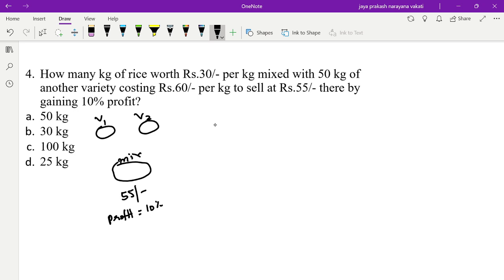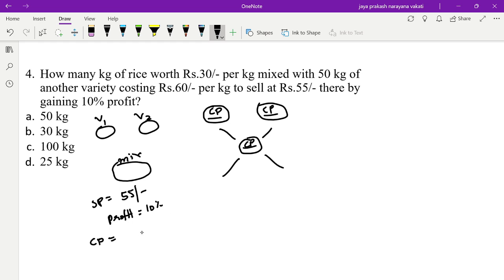So remember guys, in the butterfly method, whatever quantities you are writing here, all these three quantities should be of the same terms only. Like if you're taking cost price here, this also should be cost price, and the resultant one you need to take into account also as cost price. But here this 55 rupees is a selling price. Profit he has given as 10%. So calculate cost price. So how to calculate?